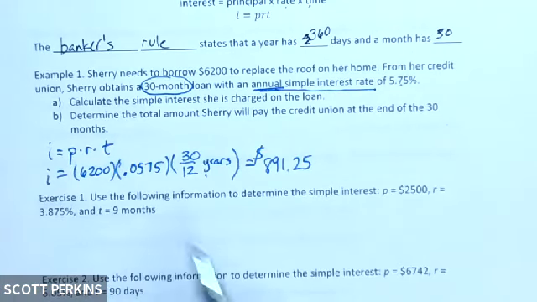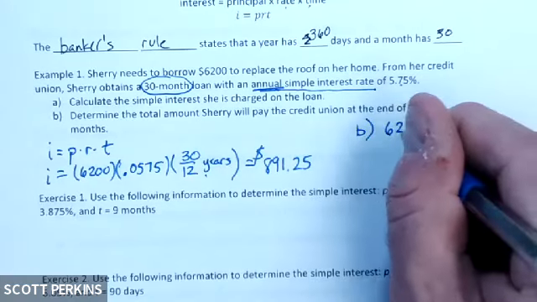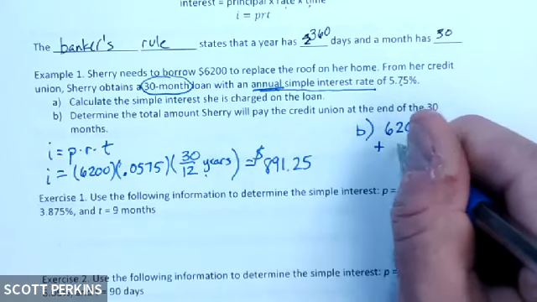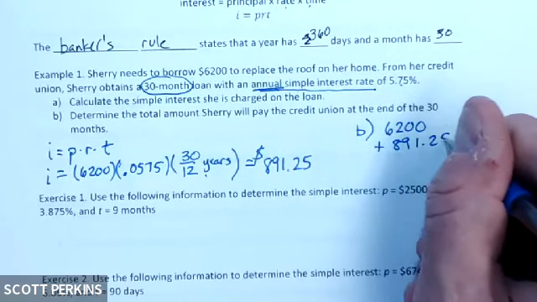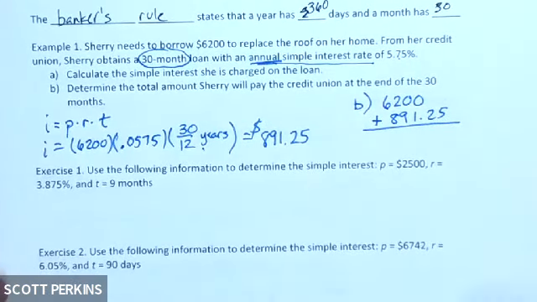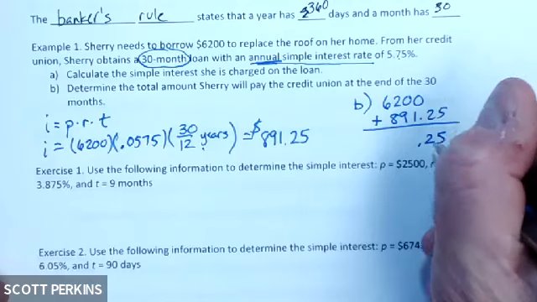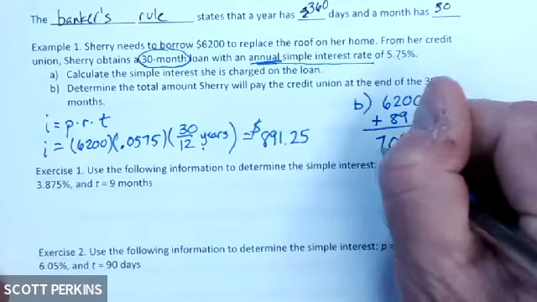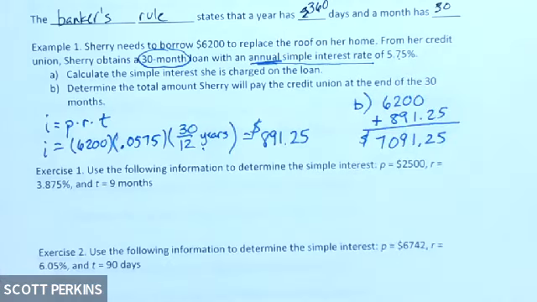The B part of the problem says determine the total amount Sherry has to pay back at the end of the 30 months. So the B part is just this. She started out with $6,200 plus the $891.25 that she got charged on top of that to use that money. And so then that turns out to be $7,091.25.